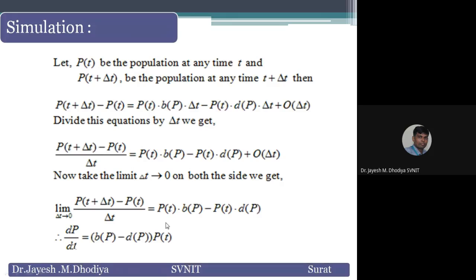Okay, but here you just concentrate. I have considered b(P) and d(P). That means I have considered that birth rate is not a constant and death rate is not a constant. Birth rate is a function of population and death rate is again a function of population. When birth rate increases or decreases, accordingly there is some variation in population. So from the past data you can generate this function b(P).